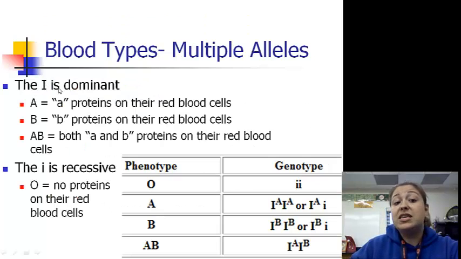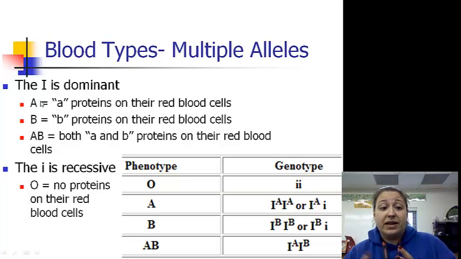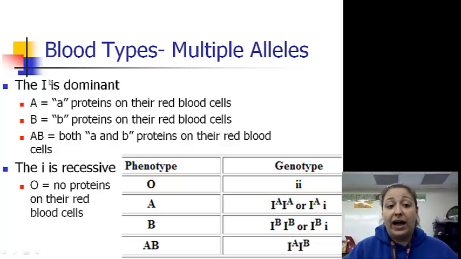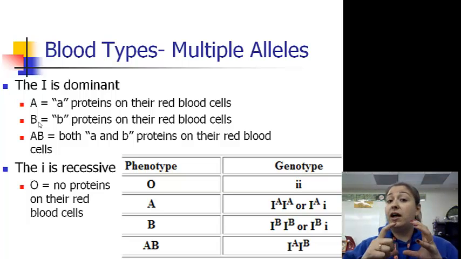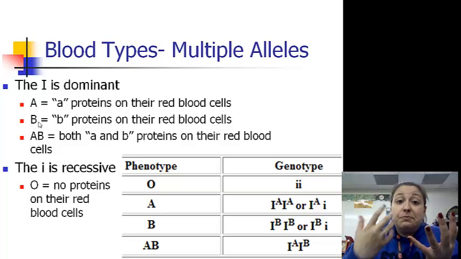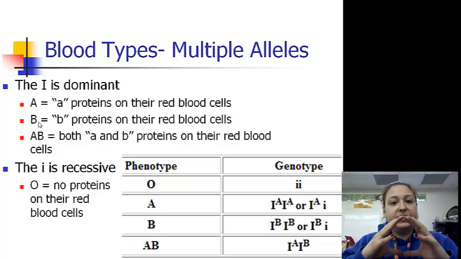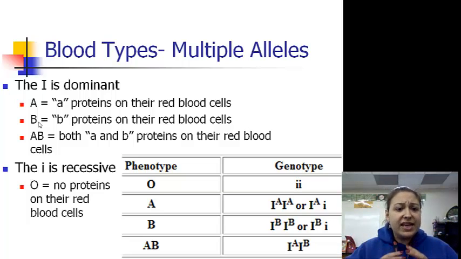Well, we use the capital I, dominant. And if it's capital I, superscript A, then that means that blood has A proteins on the red blood cell. If it's capital I, superscript B, then it has B proteins on the red blood cell. If it's capital I A I B, it means it has a combo of both A and B proteins on that red blood cell. Now the recessive is going to be O, and we show that with a little i.